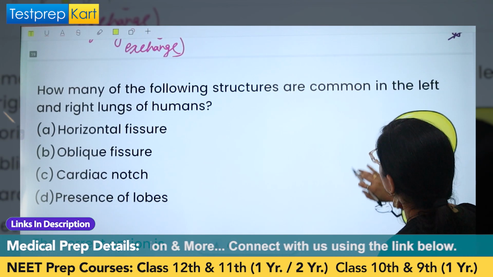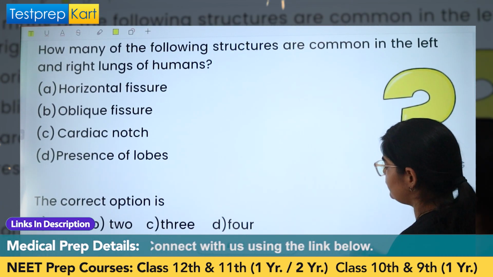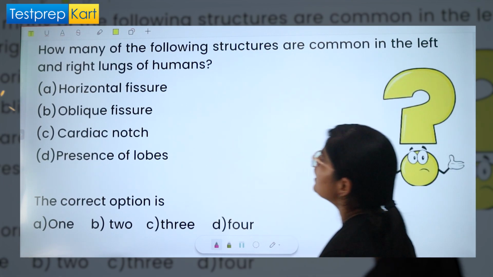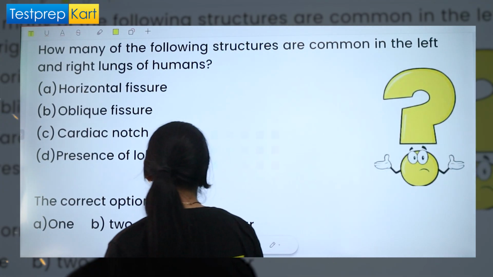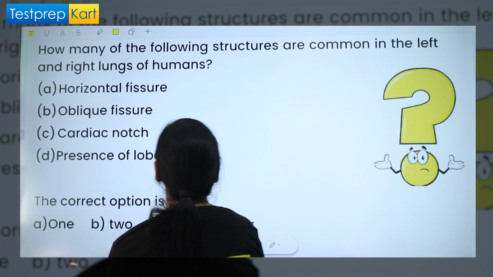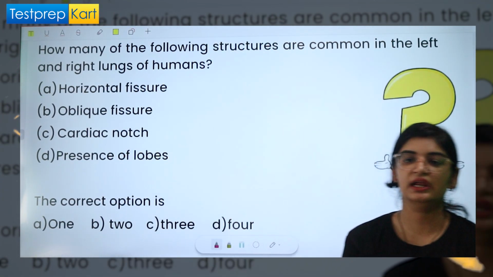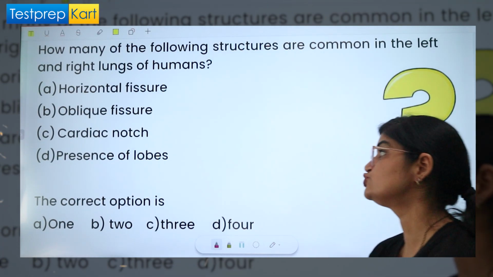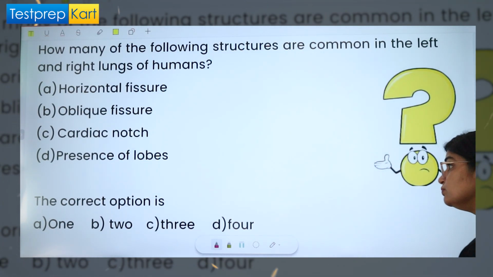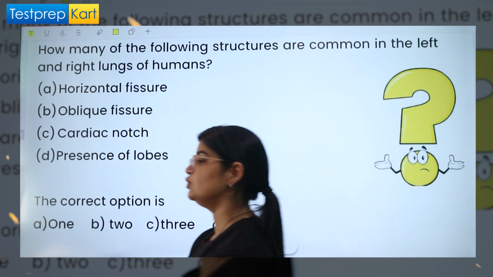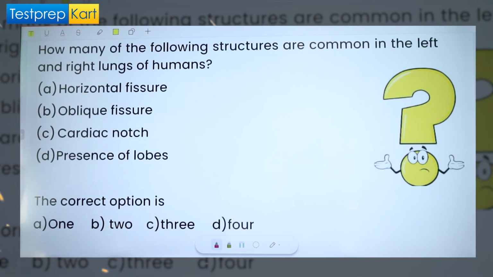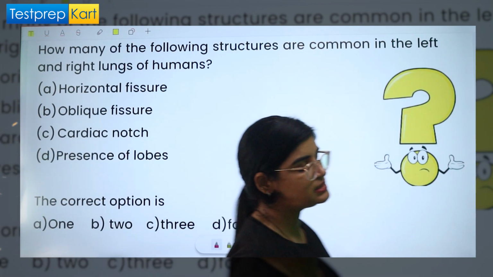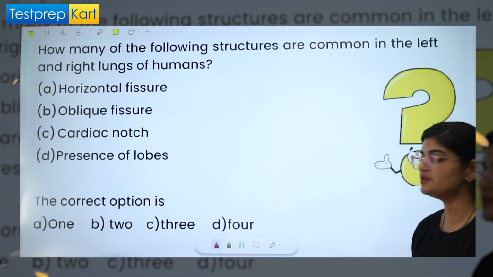questions, right? So moving forward to the questions, the first question is, how many of the following structures are common in the left and right lungs of humans? As we discussed earlier, there are two in number, that is the right and left lung, and the left lung has two lobes and the right lung has three lobes. So we can say that the presence of lobes is one of the characters, right? Out of the four options, first is horizontal fissure, second is oblique fissure, third is cardiac notch, and the fourth is the presence of lobes.